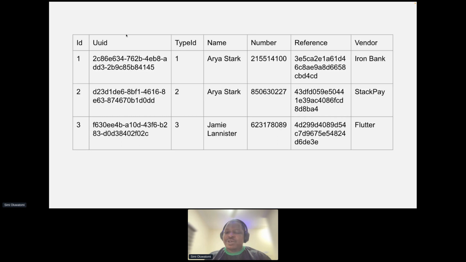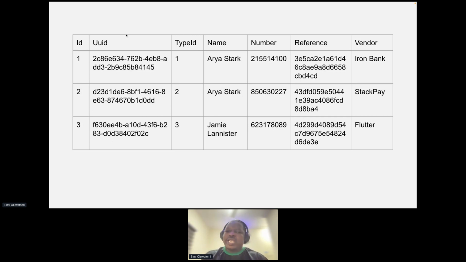I love Game of Thrones, so please permit me. Now, if you work with fintech APIs, you will realize that when you want to provision an account, for instance, with StackPay or with Flutter, they would ask you to generate a reference. And that reference is going to be unique to their systems. But in your system, you may not want two accounts to have the same reference, right? So we could say that our reference is also a secondary key.